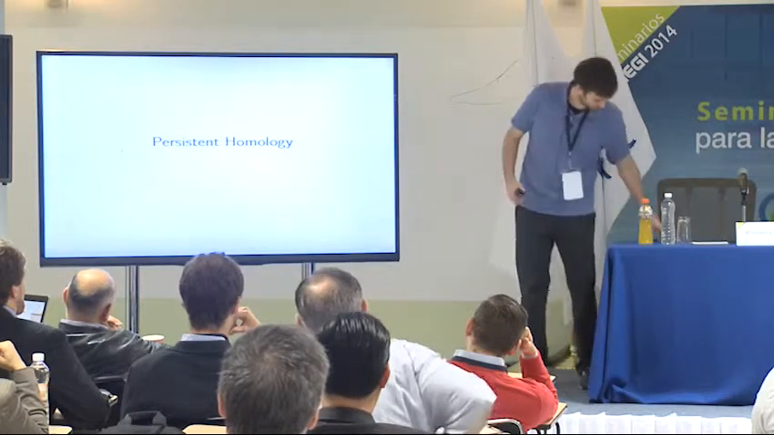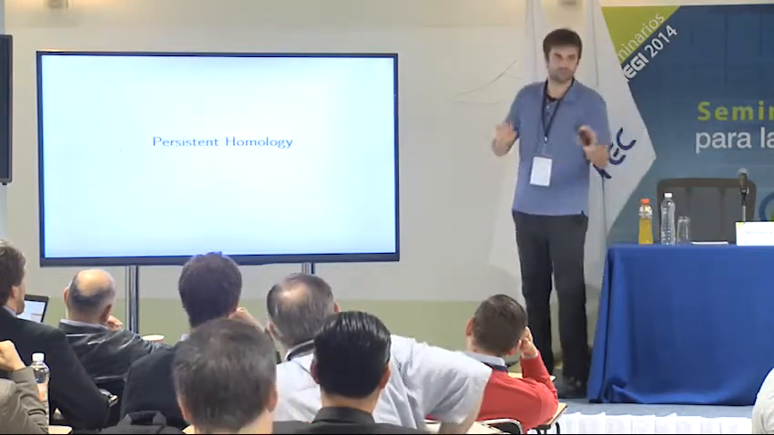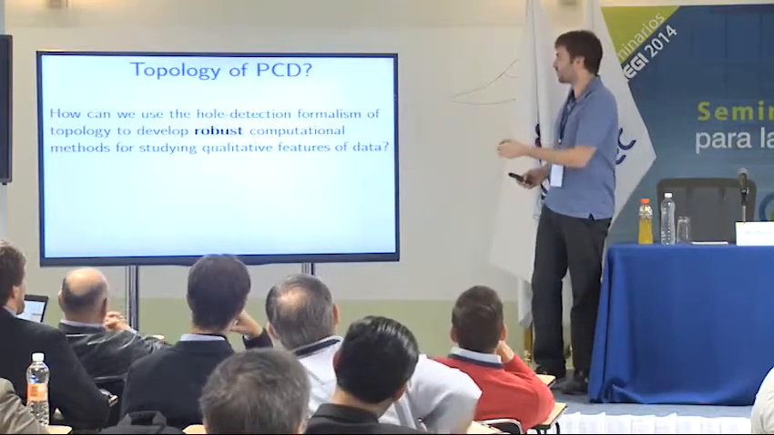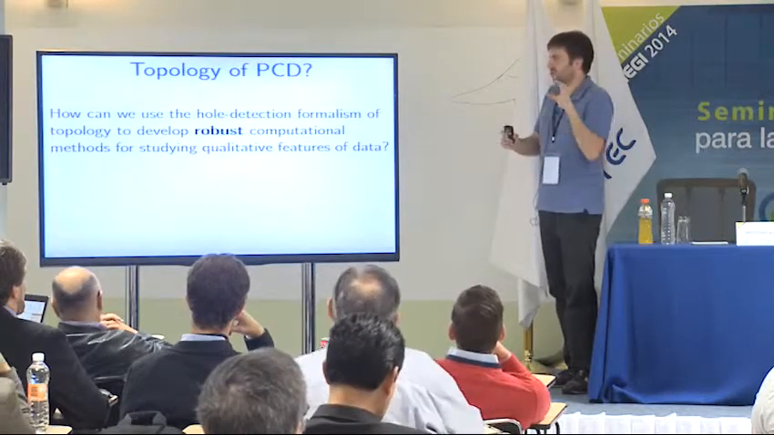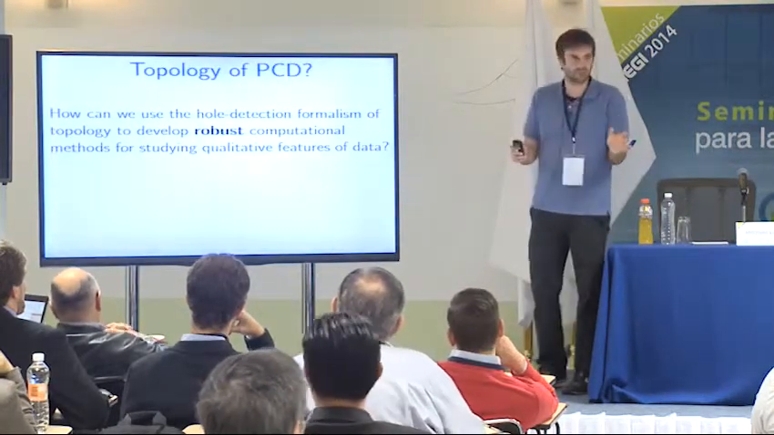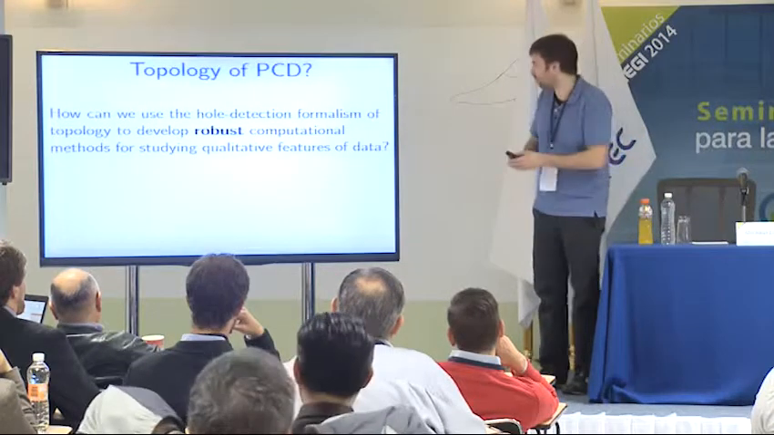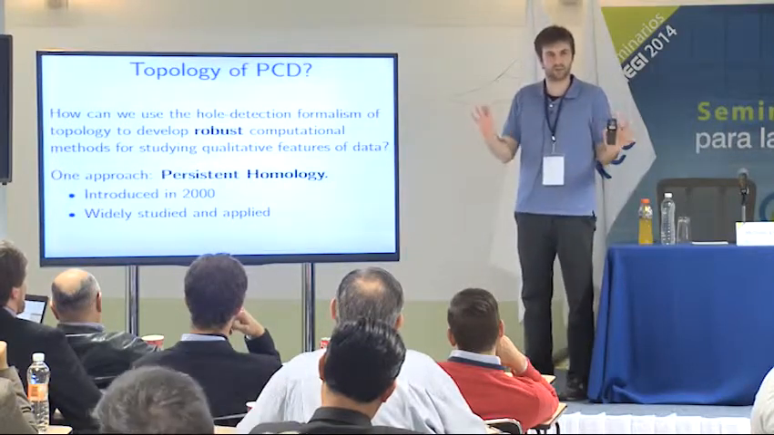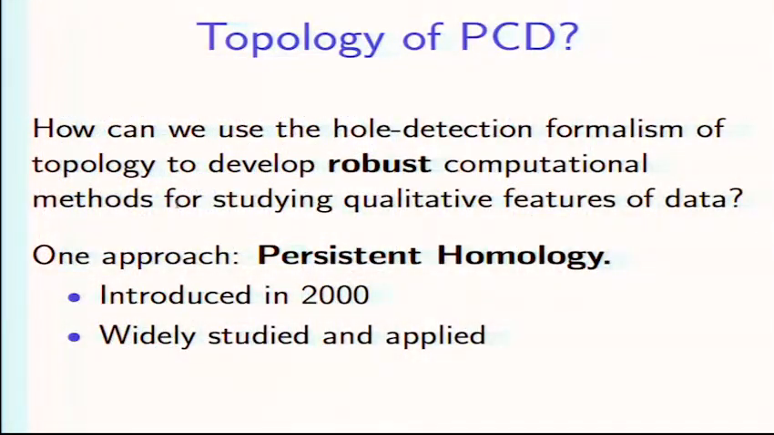Now let me turn to discussion of persistent homology, this topological tool. The main question here is how can we use the hole detection formalism of topology to develop robust computational methods for studying the qualitative features of data? That's the broad question. Persistent homology provides perhaps the most prevalent answer to this question in topological data analysis. It was introduced in the year 2000 by Edelsbrunner and his co-authors, and since then has been the subject of a lot of theoretical work and a lot of applied work also.